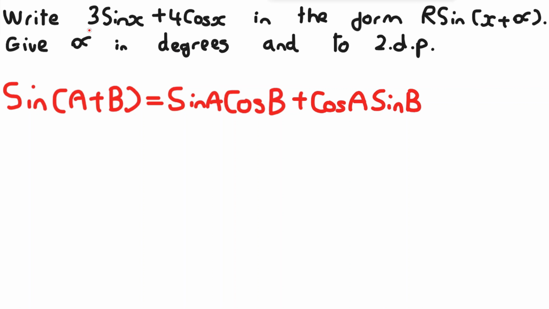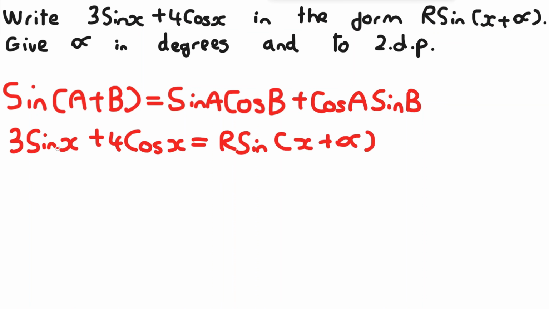Okay, so we need to write 3 sin of x plus 4 cos of x in the form r sin of (x plus alpha). So therefore we can say that 3 sin of x plus 4 cos of x is equal to r sin of (x plus alpha). Our job is to find the values of r and alpha.